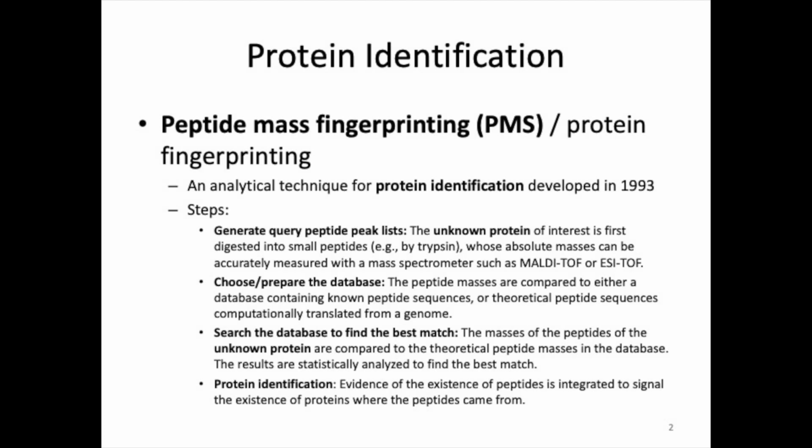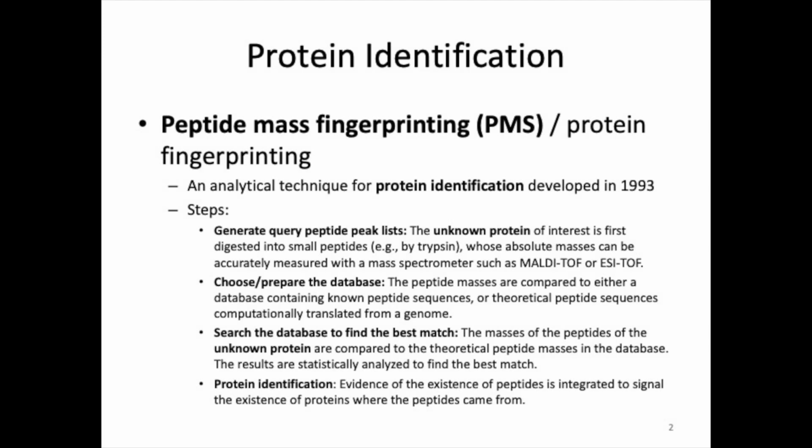Second, prepare the protein sequence database. The peptide masses are compared to either a database containing known peptide sequences or theoretical peptide sequences computationally translated from a genome. Third, search the database to find the best match. The masses of the peptides of the unknown protein are compared to the theoretical peptide masses in the database. The results are statistically analyzed to find the best match.